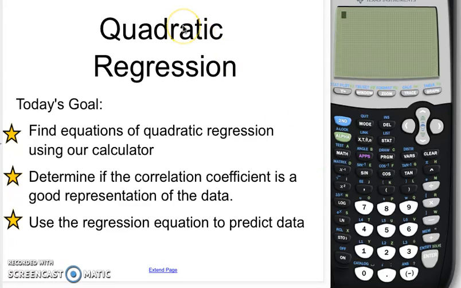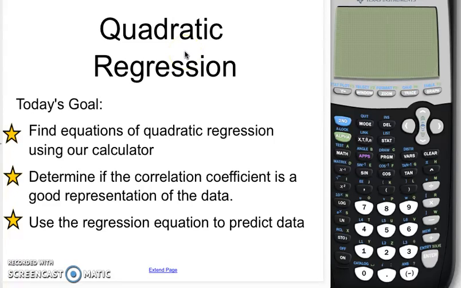So today we're going to be learning about quadratic regression. Today's goals: we're going to find equations of quadratic regression using our calculator, just like we did linear and exponential regression in the past. We're also going to determine whether the correlation coefficient is a good representation of our data. Remember that in the past it has been r, or r squared. And then we're going to use our regression equation to predict some data.